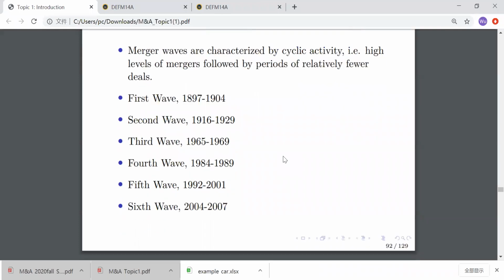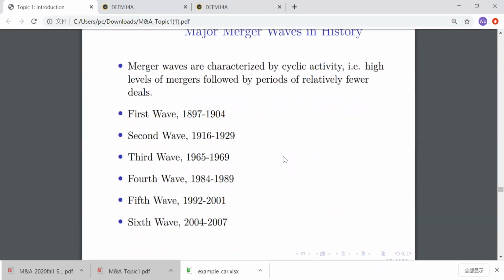Okay, finally, I'm gonna briefly talk about merger history, right? So historically, what are the merger waves, right? Merger waves typically mean that there's a cyclical activity of merger acquisition. Basically, in the merger wave periods, there will be high levels of mergers, followed by periods of fewer deals, right? There are 6 merger waves historically.